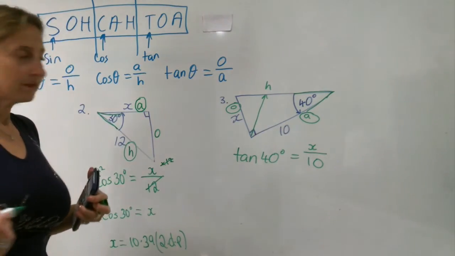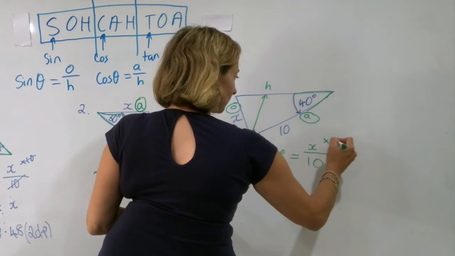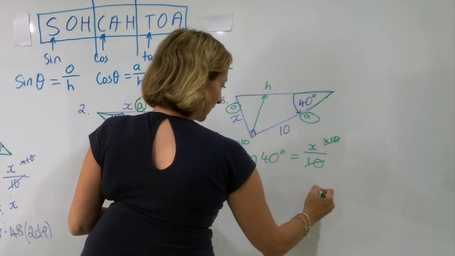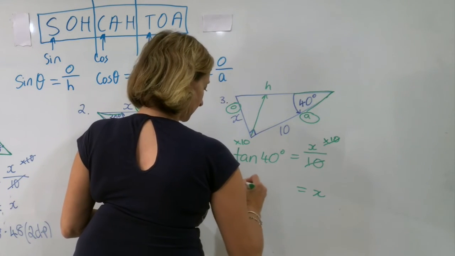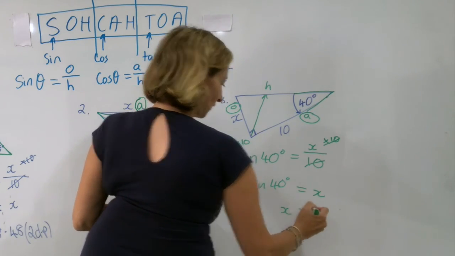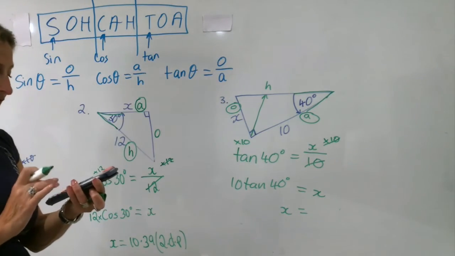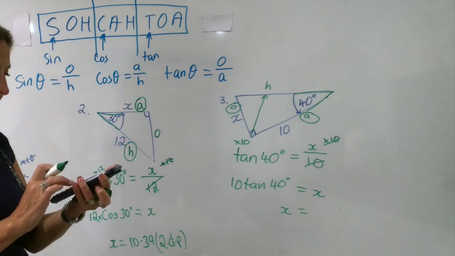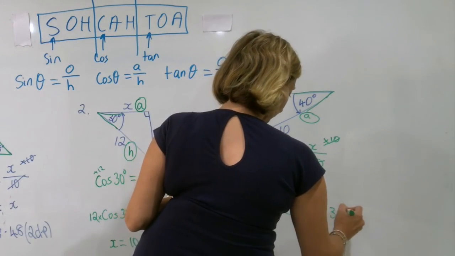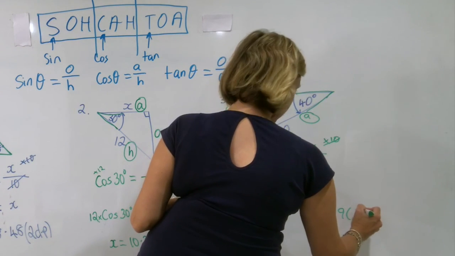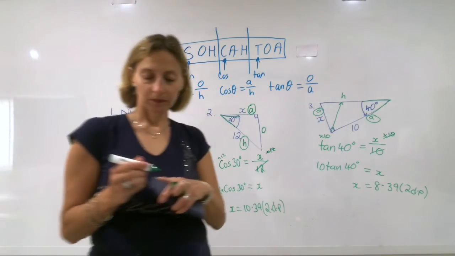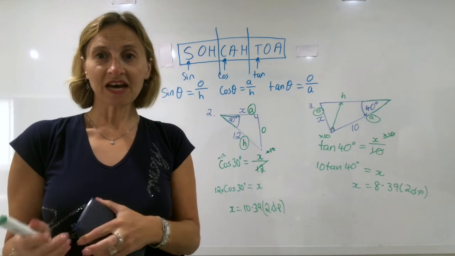And then we need to get rid of the denominator. Everybody should be getting used to this by now. And you write down what's left. And then you do it on the calculator. 10 times or 10 tan 40, close the brackets, equals 8.39 to 2 decimal places. So that's how to find a side.